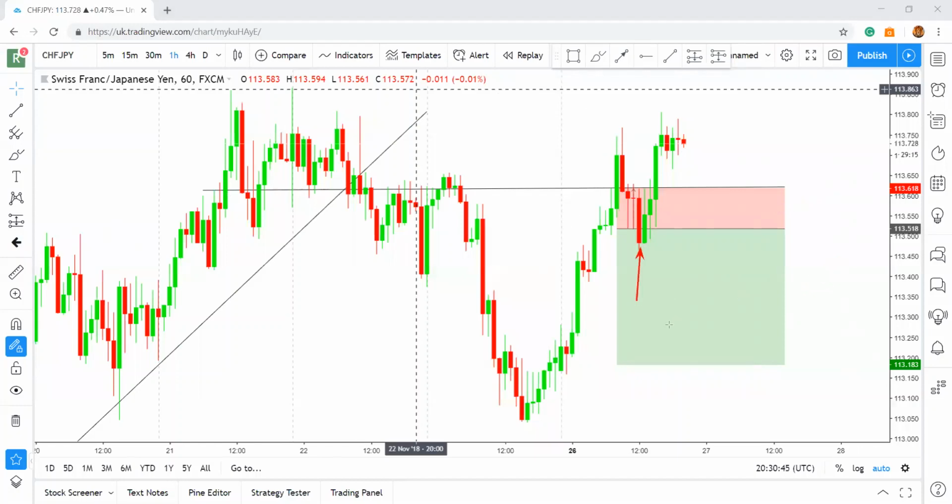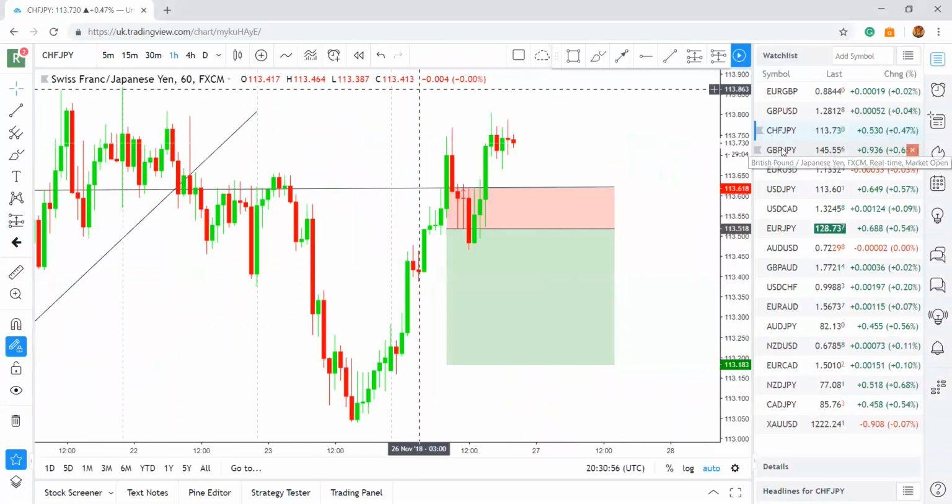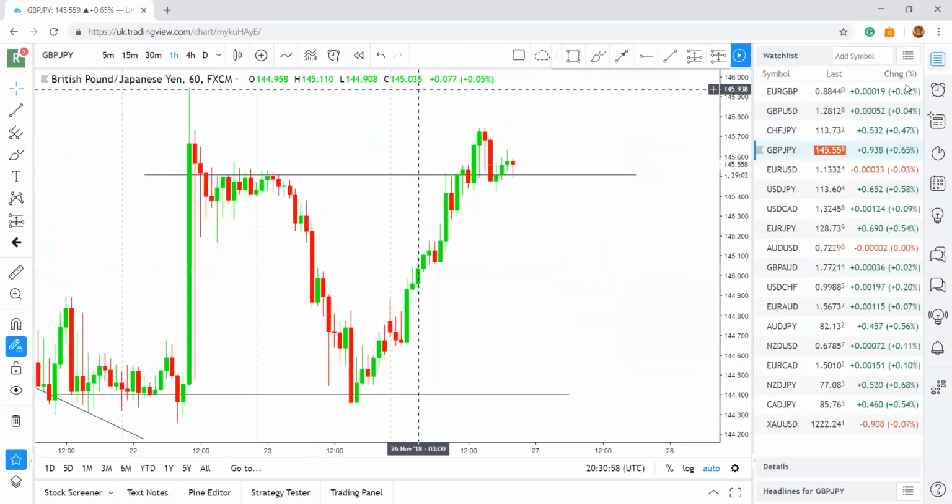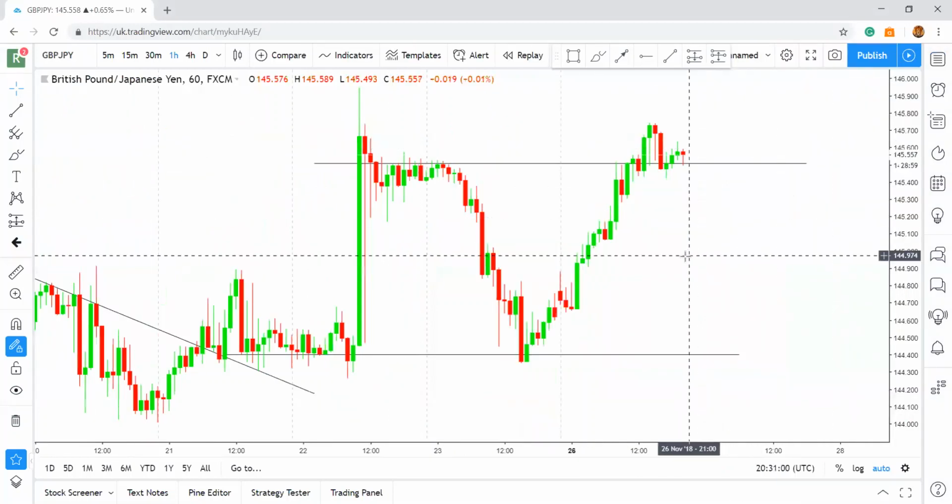Unfortunately, we would have got triggered in with this candle, and then of course you can see price reverse on us, unfortunately taking us out. So we have a small loss here on Swiss franc. So at this moment in time, we are 1-1 with 1 win and 1 loss.